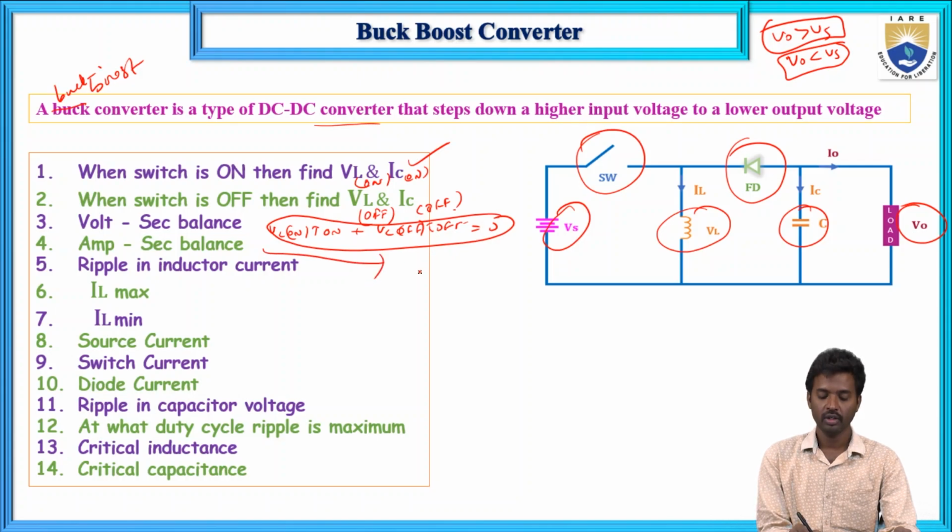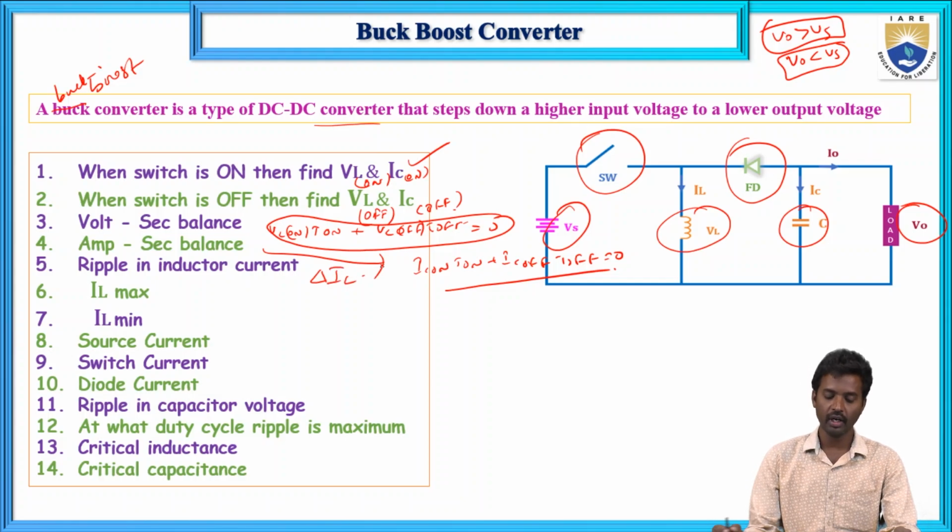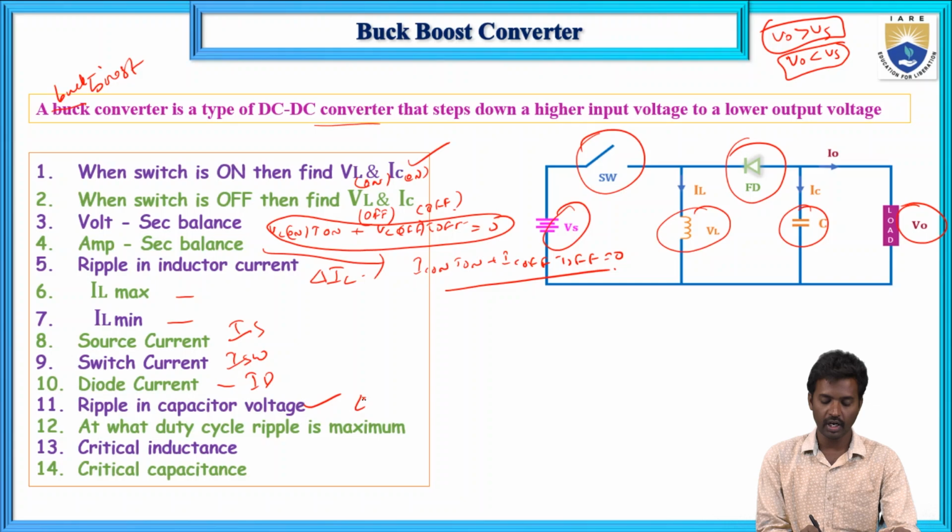And next, what about ampere second balance? IC on T on plus IC off T off equals 0. And next, the ripple in the inductor current, delta IL, then IL maximum, IL minimum, source current IS, switch current ISW, and diode current ID, and the ripple in the capacitor voltage, delta VC, and at what duty ratio the ripple is maximum. In that case delta VC is maximum, and the critical inductance LC and critical capacitance CC.